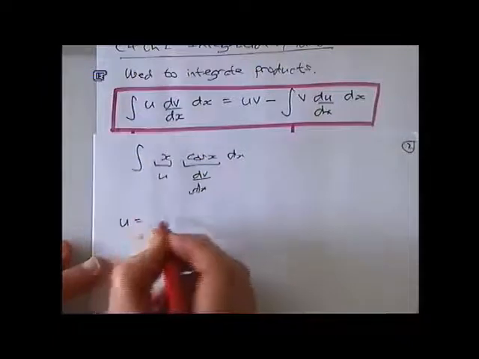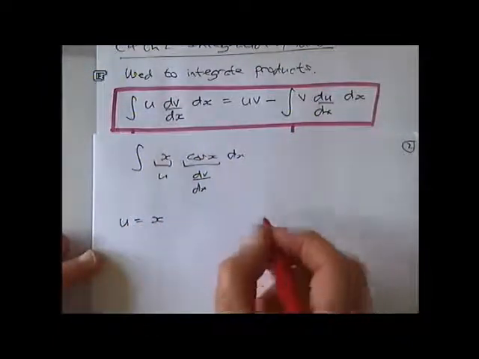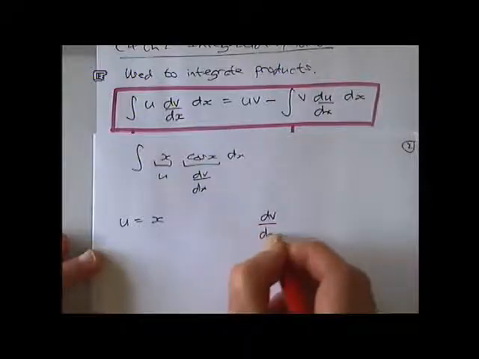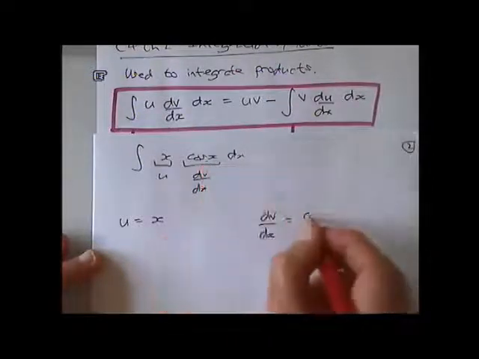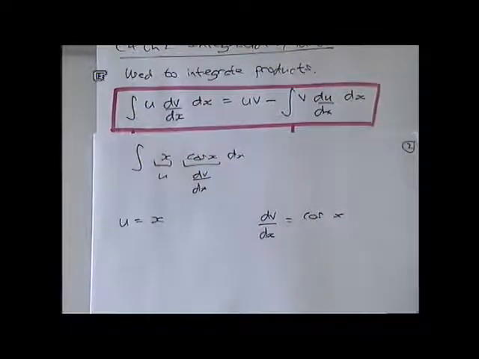Okay? So what I would do now, if I was doing this in an A-level question, I would write down somewhere, so u equals x. Then on the right-hand side of my page, I'll write down dv dx. I've chosen to be my cos x bit. So this is my working out bit.